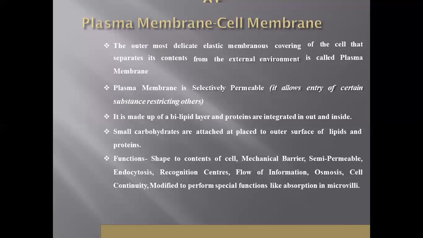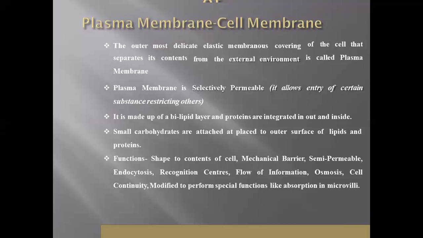It is made up of bilipid layer. What is the meaning of bilipid layer? The lipid layer, two lipid layers. Bi always indicates two lipid layers, and proteins are integrated in, out and inside. Proteins are integrated either inside or outside. Small carbohydrates are attached at places to outer surface of lipids and protein. What is its function? Shape of contents of the cell.